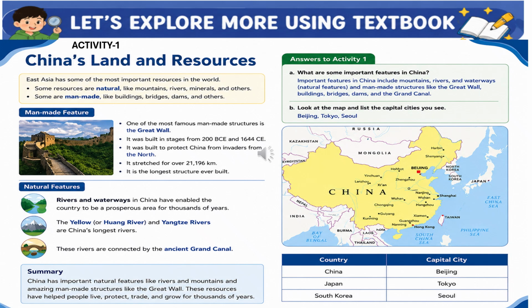So from this activity, we have learned that China's natural and man-made resources have helped its people develop agriculture, transportation, trade and civilization over many thousands of years. So now let's continue to the next part of the lesson and discover more interesting features of East Asia.